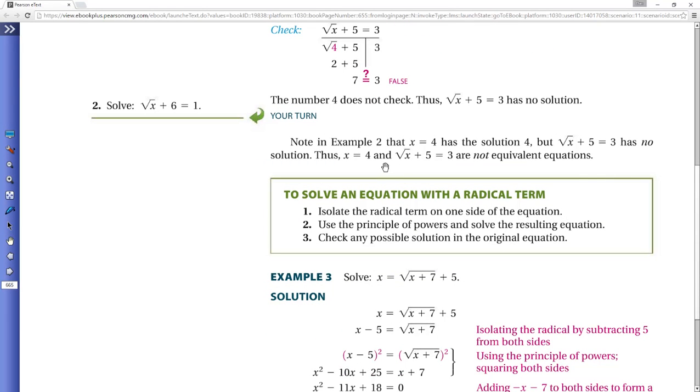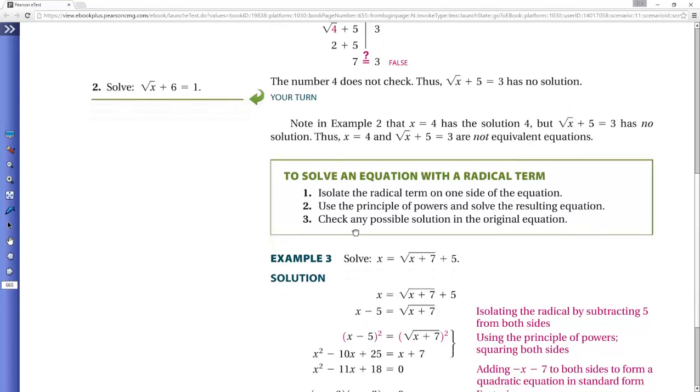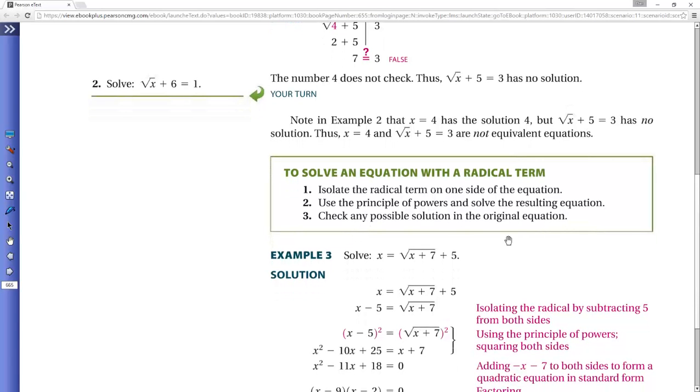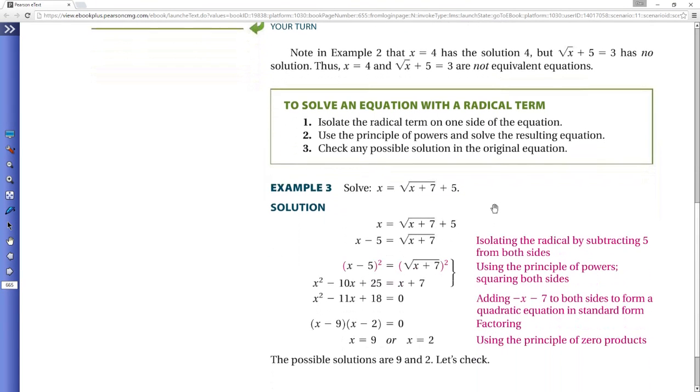So here's the strategy to solve an equation with a radical term. One, isolate the radical term on one side of the equation. Two, use the principle of powers and solve the resulting equation. In other words, let's get rid of those radicals, okay? Three, check every possible solution. Check every possible solution. They ought to list it like three times because it's very easy to miss that.